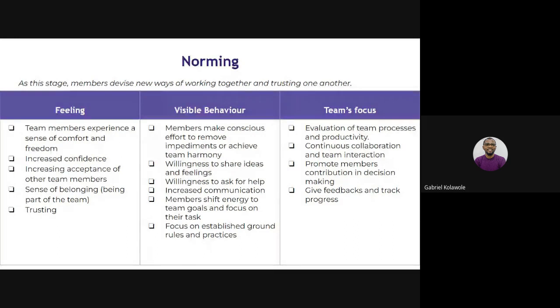Maybe at this stage you've finished, or you've wasted one sprint or two sprints. That is when you just start numbing. Is there not that numbing stage? You need to seize the opportunity to scale to the next stage. So what would you do? You start evaluating your processes, encourage continuous collaboration and team interactions, promote members' contributions in decision making. So you don't just make decisions for people. You don't shut down people when they're making decisions.